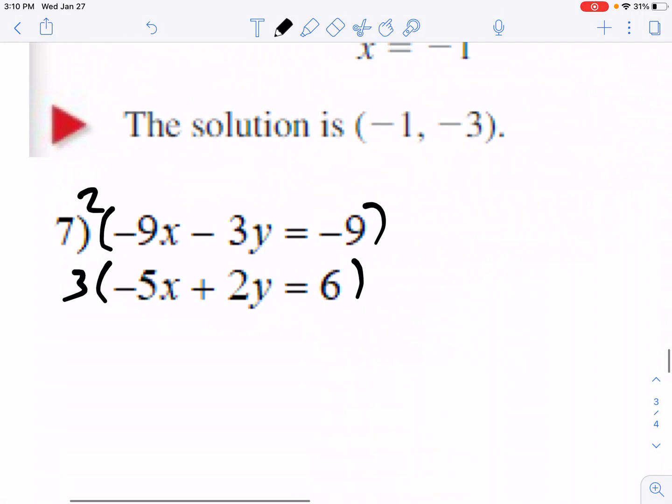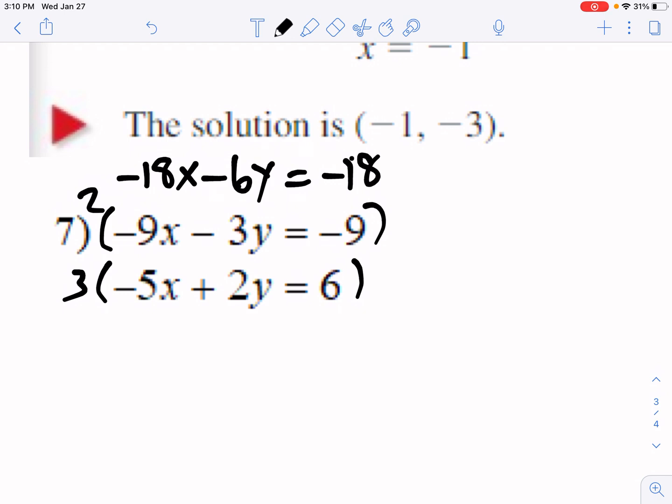So let's go ahead and multiply the top by a +2. Well, 2 times a -9 would make -18x. 2 times a -3y would make a -6y. And 2 times the -9 here would give us another -18. So multiplying that 2 through, this is now our new equation. And it still remains equal on both sides because we multiplied the same constant to each term.